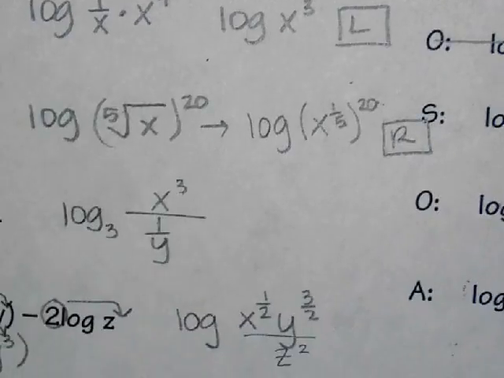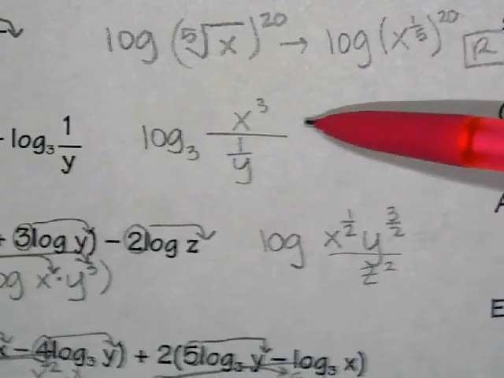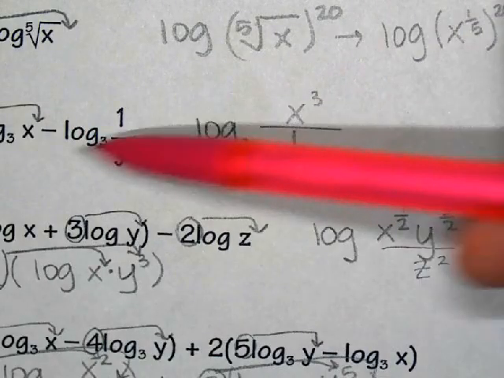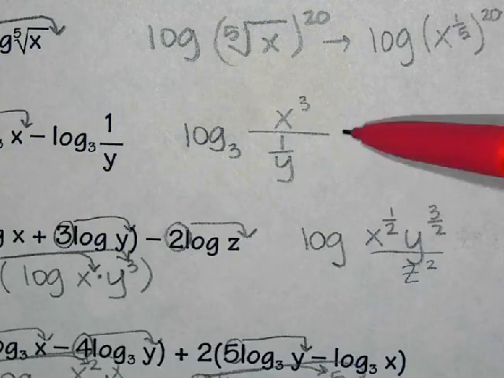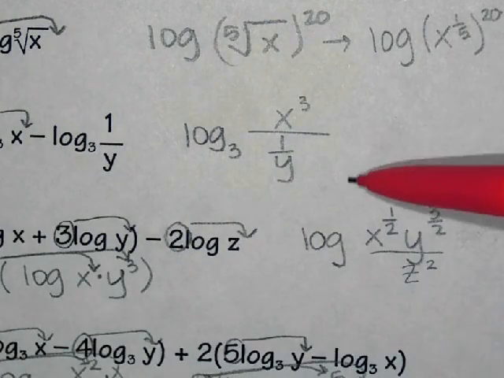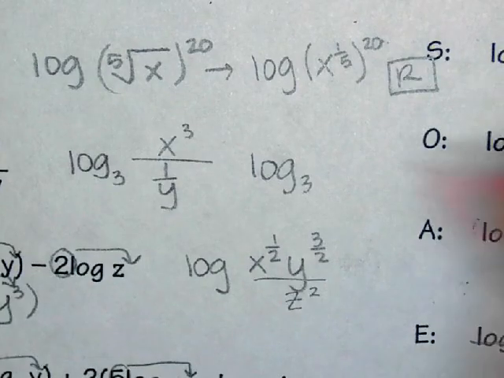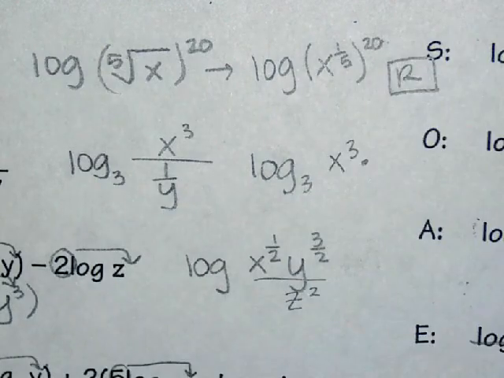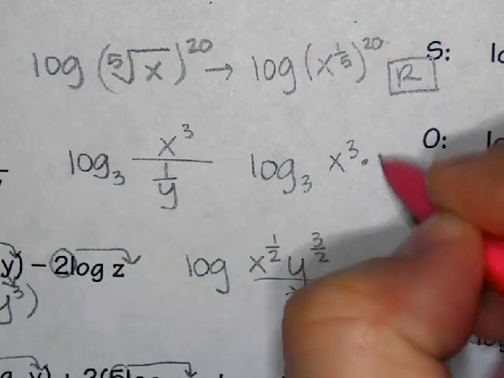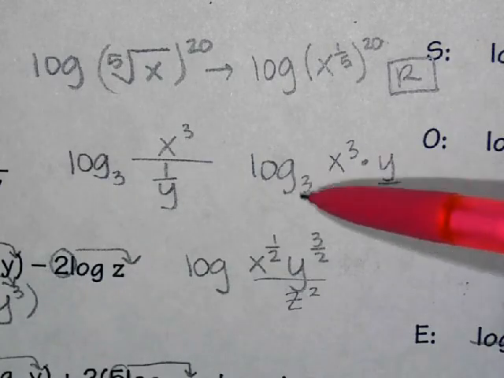I think number 6 is a little bit easier than number 5. You just have to remember what to do. So x to the 3rd on top divided by 1 over y. You have a fraction on the bottom. What do we do with fractions on the bottom? Keep, change, flip. So I've got log base 3. Keep the x to the 3rd the same. Change it to a multiplication problem. Flip the bottom. Y over 1. So does one of the answer choices have log base 3 of x to the 3rd times y?